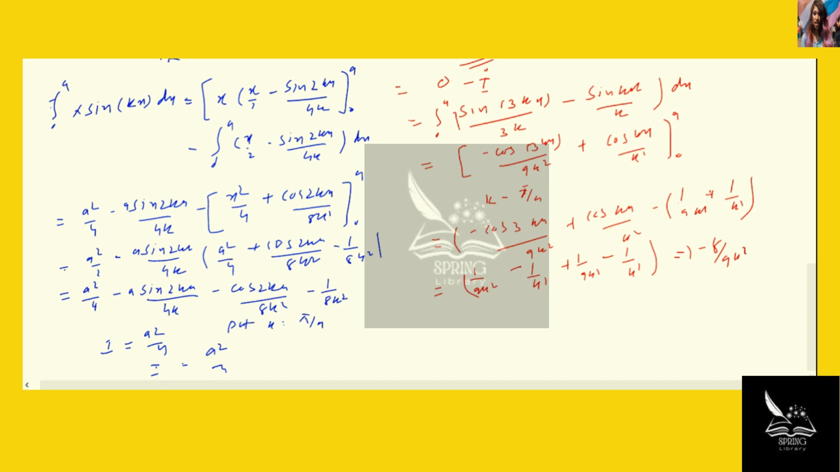So finally, the expectation value of x is equal to a square out of 4 plus a square out of 4 plus 2 into minus 8 a square out of 9 pi square. So this expectation value is equal to a out of 2 into (1 minus 32 out of 9 pi square cos 3 omega t).